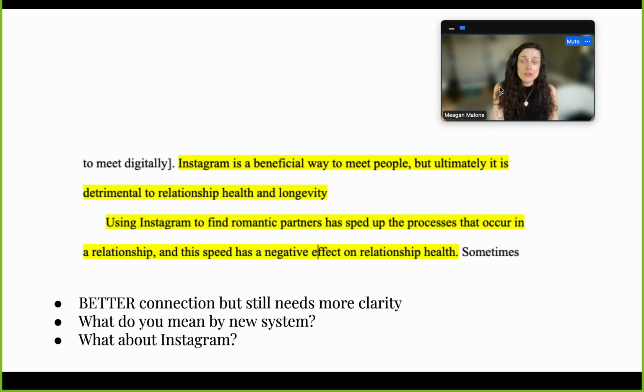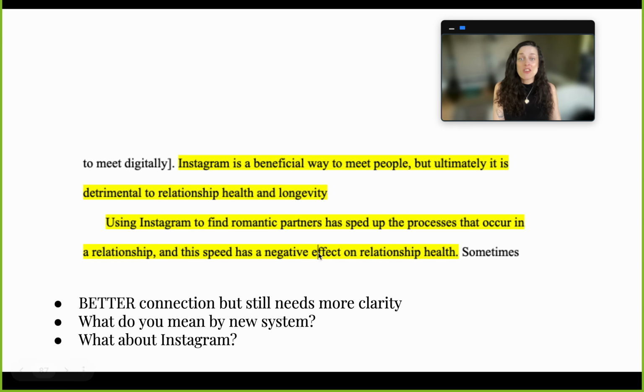So finally, the final draft has: using Instagram to find romantic partners has sped up the processes that occur in a relationship, and this speed has a negative effect on relationship health. So this is a huge improvement. You see that we have a clear thesis statement here, and then your topic sentence, your first sentence of that next paragraph, explains exactly what part of your thesis statement you're going to be focusing on in that body paragraph. This is a very, very good topic sentence, and it's a great example that you might want to come back to as you're writing your own.